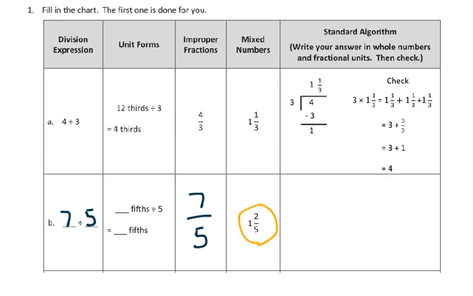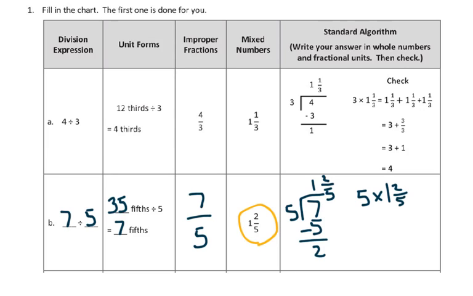I know that 7 divided by 5, or 7/5, can also be written in unit form as 7/5, and this is 35/5. Then I'm going to do the standard algorithm. So I have 7 divided by 5, and when I work that out, I get 1 2/5. And then my check is going to be 5 times 1 2/5.